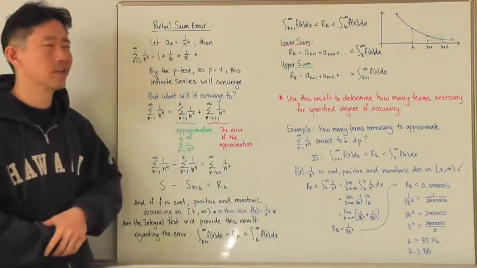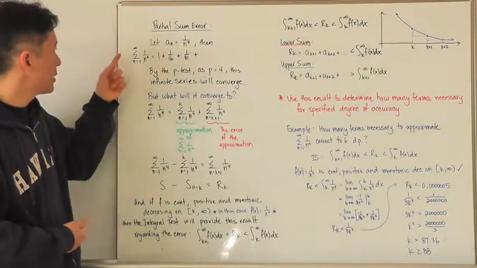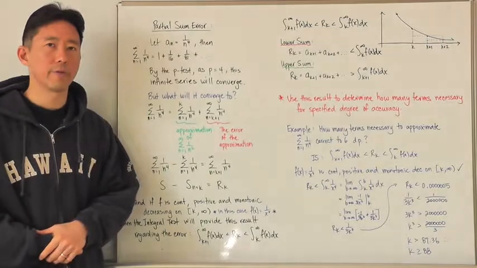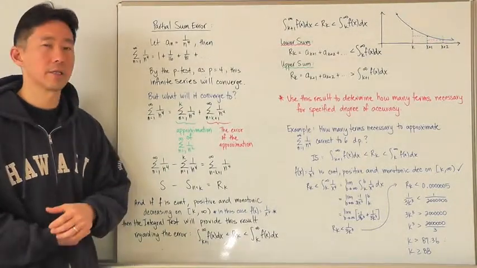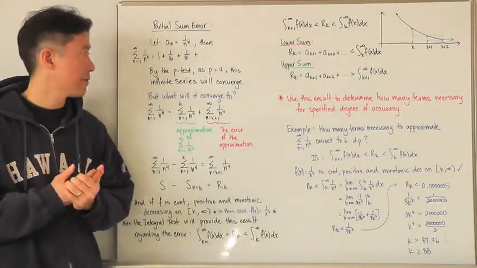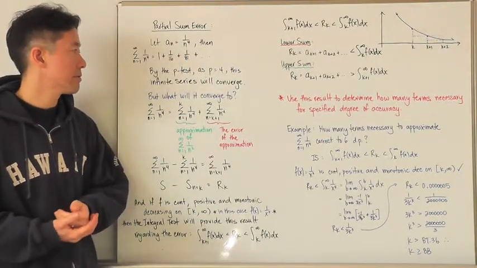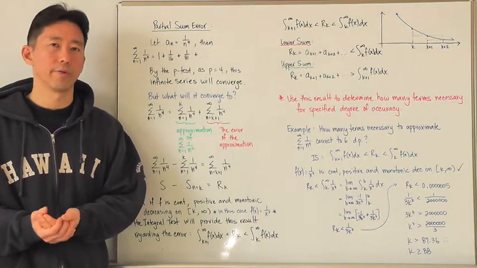Hello everyone, let's take a look at the partial sum error. Now let's take a look at an infinite series, the summation from n equals 1 to infinity of 1 over n to the fourth. If we wanted to expand that, we could write it as 1 plus 1 over 16 plus 1 over 81 plus dot dot dot. Now by the p-test, as p is equal to 4, we know that this infinite series will converge.